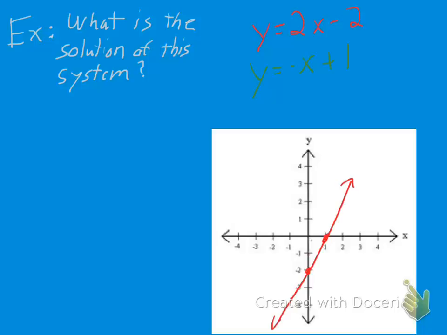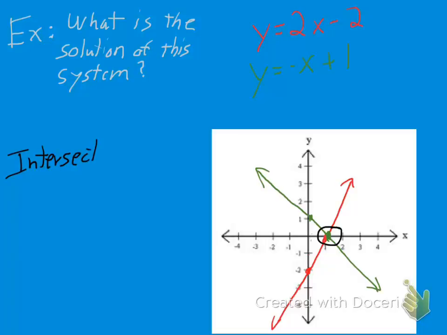Now we graph our second line, starting with the y-intercept, which is positive 1. We then apply the slope, which is negative 1 in this case, which means we will go down 1 space and to the right 1 space. Then we draw our line through those 2 points. Now we can identify our intersection, which is right there.